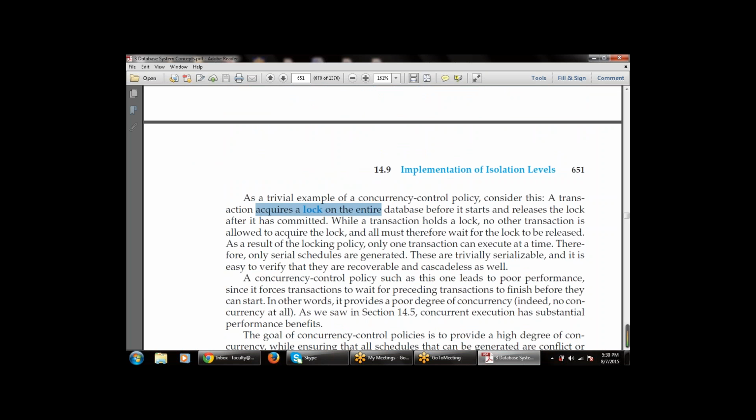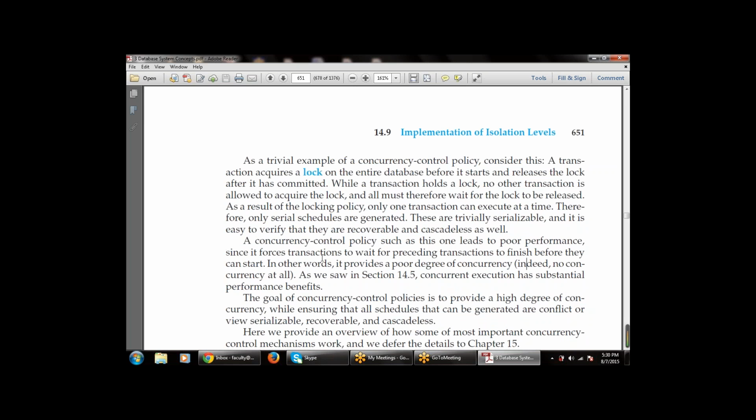A transaction requires a lock on the entire database before it starts and releases the lock after it has committed. A concurrency control policy such as this one leads to poor performance, since it forces transactions to wait for the preceding transactions.